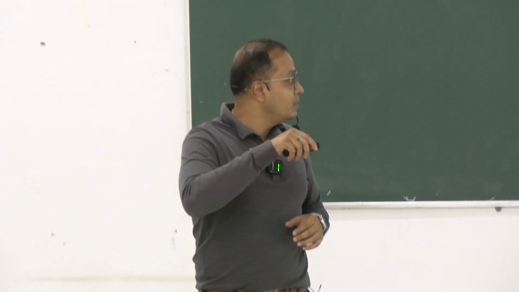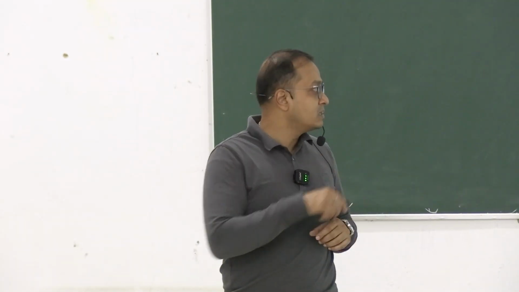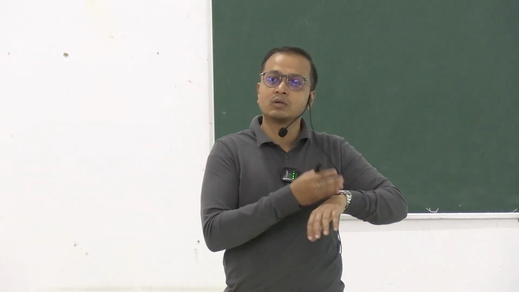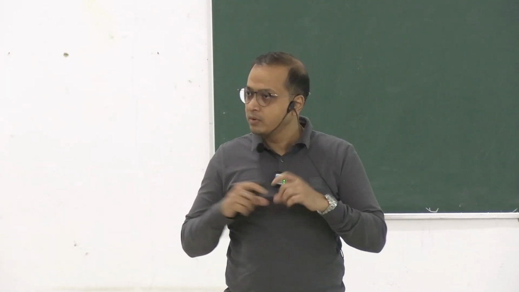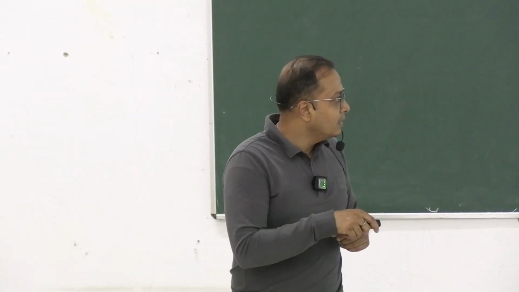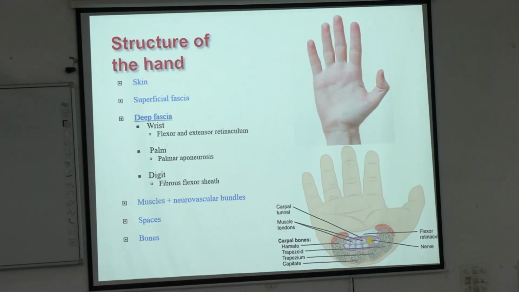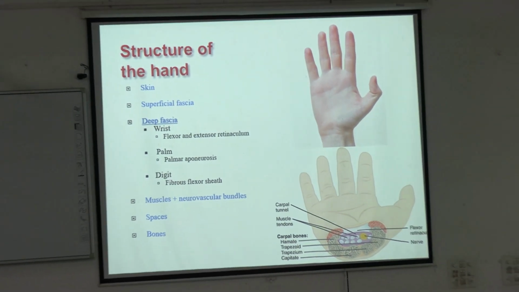We call them retinacula, which look like a wristband present around the wrist. Singular, retinaculum. One is present on the palmar side, the flexor retinaculum. The other is present on the dorsal side, the extensor retinaculum. They are wristbands. Then the central part of the deep fascia occupying the palm we call the palmar aponeurosis. This palmar aponeurosis goes to the fingers.